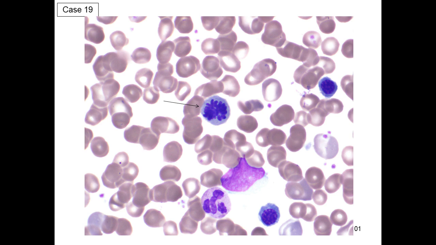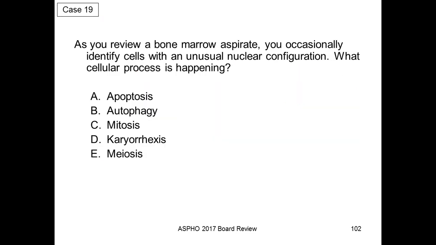Case number 19. Upon scanning a bone marrow aspirate, you note the cell depicted by the arrow. So you occasionally identify these cells with unusual nuclear configuration. What cellular process is happening? Is this an example of apoptosis, autophagy, mitosis, karyorrhexis, or meiosis?